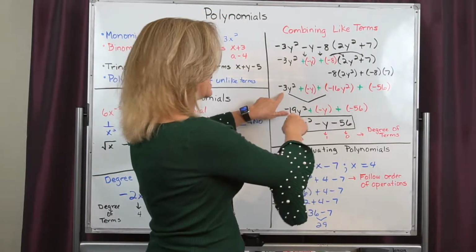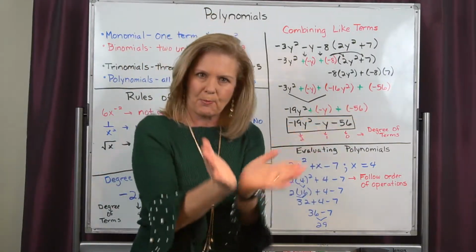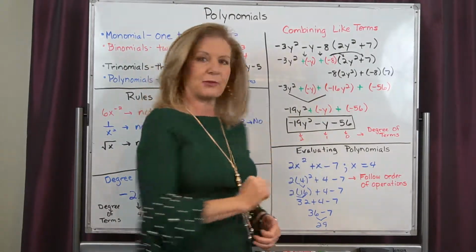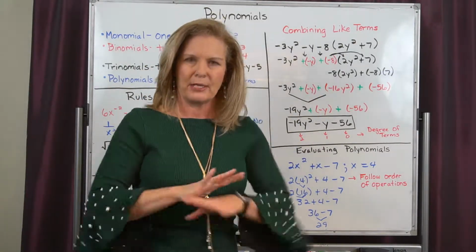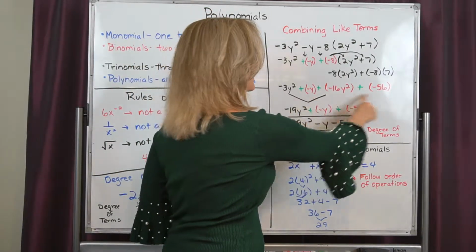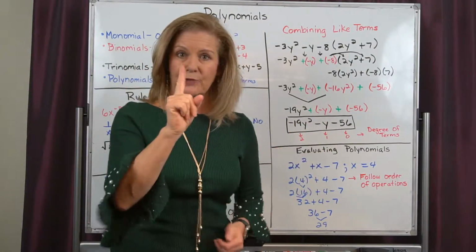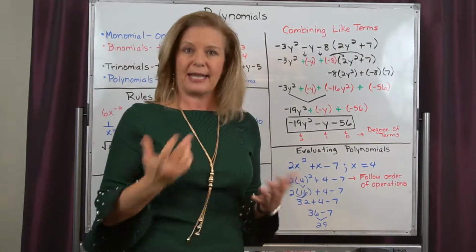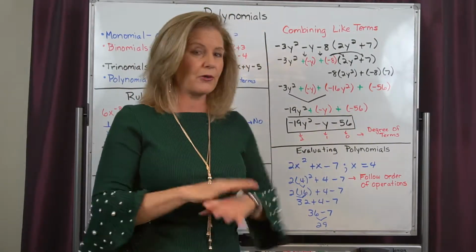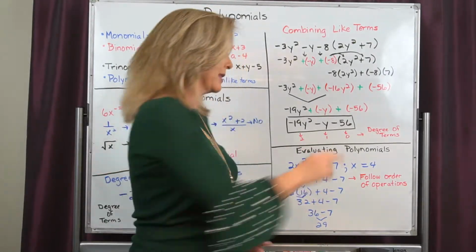So I'm going to do my negative 3y squared plus my negative 16y squared. I'm going to pull those together to combine them. So when I pull those together, they're both negative, so I get negative 19y squared. So I'm done gathering those terms. Now I have my negative y, and there's nothing else I can put that negative y with because it has its own degree of term of 1. So I just leave it as negative y. And then negative 56 has a degree of term of 0. There's no other degree of terms of 0 there, so I can't pull that together with anything else.